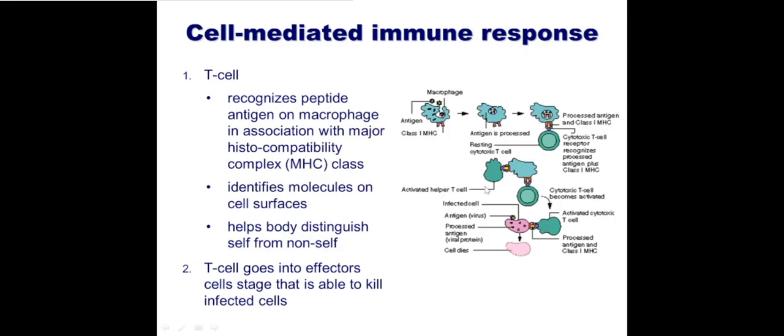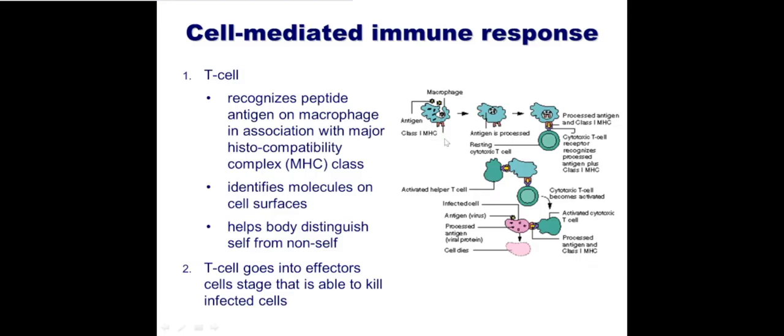Helper TH cell will be activated. Okay? Cytotoxic T cell becomes activated. The activated cytotoxic T cell, with processed antigen and class 1 MHC, produces molecules like cytokines, so that this antigen, the processed antigen or viral protein, will be killed off, and this viral protein will die. These are the processes. Clear?